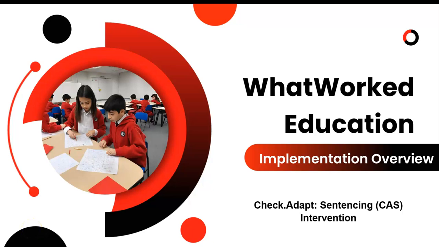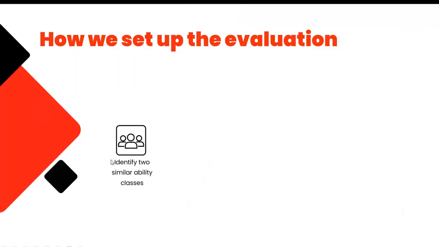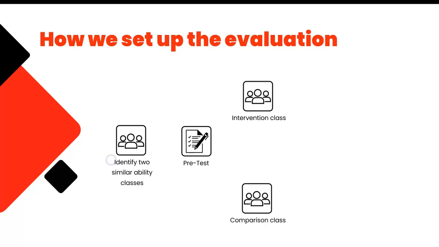Implementation overview for the Check Adapt Sentencing Intervention. How we set up the evaluation. The first thing we ask you to do is identify two similar ability classes in Year 7. You then complete the pre-test with both groups and then enter the data into the What Works Teaches platform. This will then randomly allocate one class to the intervention and one to the comparison.